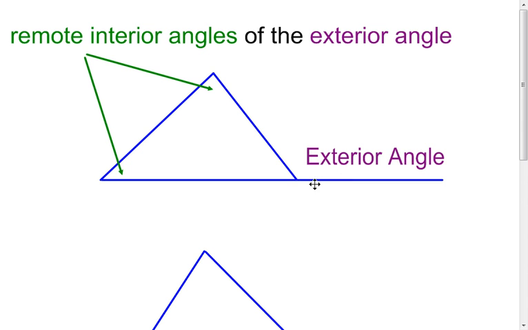To find your remote interior angles, I like to think of go to the other side of the triangle. The two angles that are on the other side, those are the remote interior angles. Another way to think of it is find the adjacent angle to the exterior angle, which would be right here. This is not a remote interior angle, it's the other two angles in the triangle, which means if this one's not, these are the other two. Those make the remote interior angles.